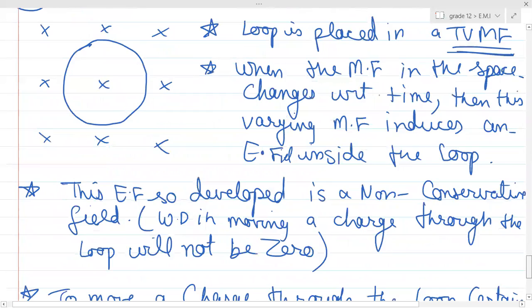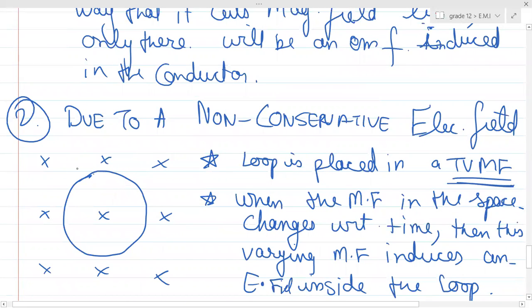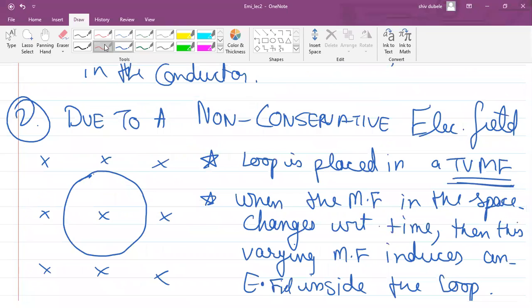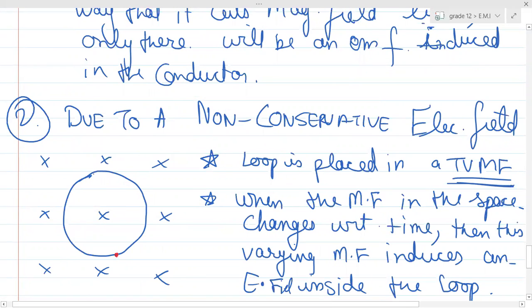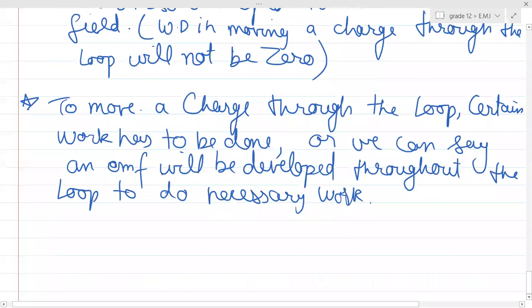So always remember, in this case, what is the direction of that electric field which I was talking about? The electric field will be acting throughout the loop. For example, if I take this point, then the electric field will be acting in a direction tangential, right? Are you getting my point? So suppose there are these points, the electric field is always acting along the loop. Is this clear?